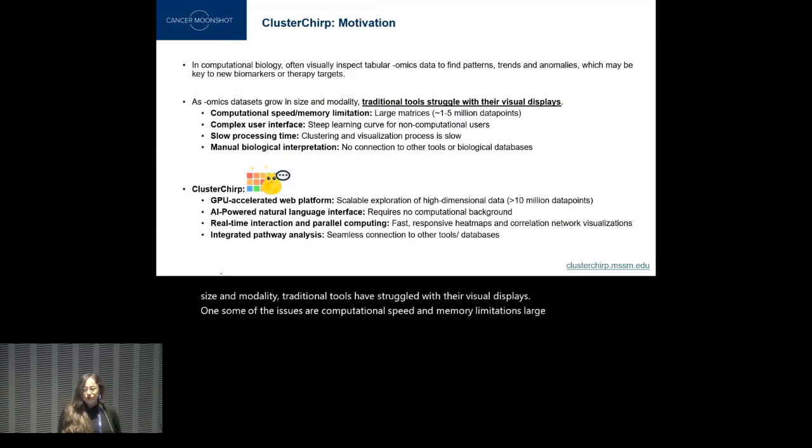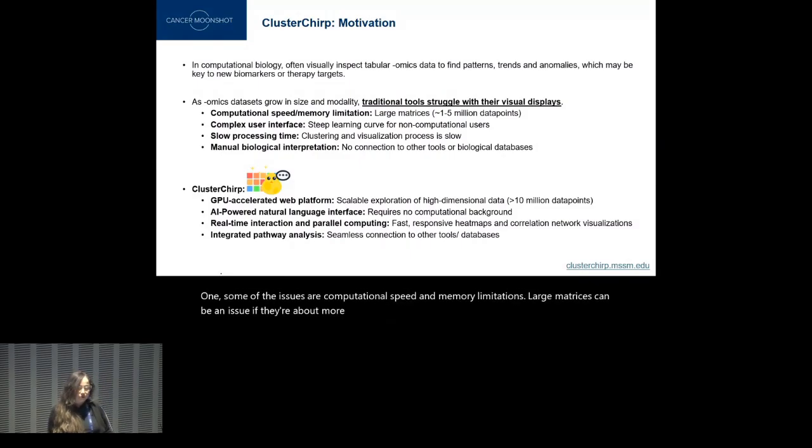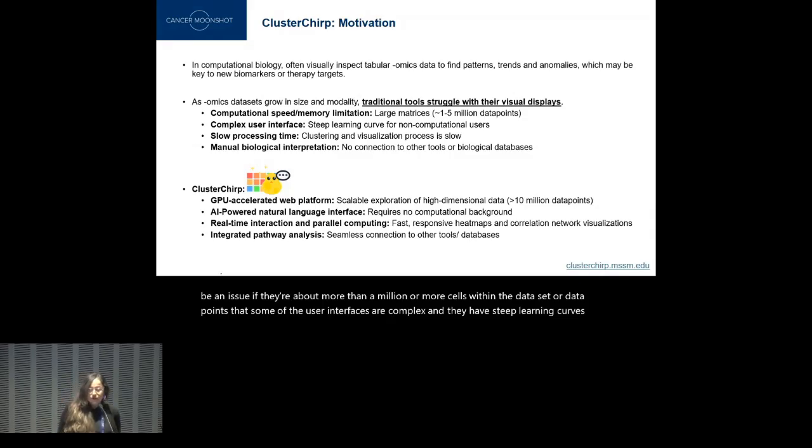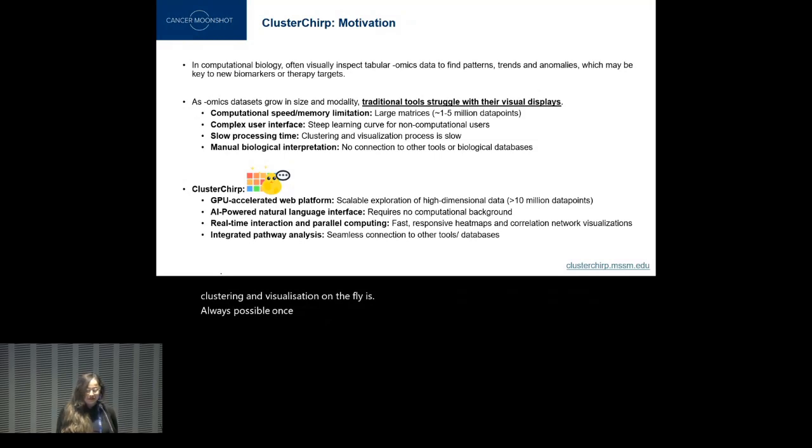Large matrices can be an issue if there are 1 million or more cells or data points within the data set. Some of the user interfaces are complex, and they have steep learning curves for non-computational users. They have slow processing time when the data gets large, and clustering and visualization on the fly is not always possible once the data set blows up and is very large. And also there is somehow limited room in manual and biological interpretation has to be done manually. There's no connection to other tools or biological databases with a lot of these tools.